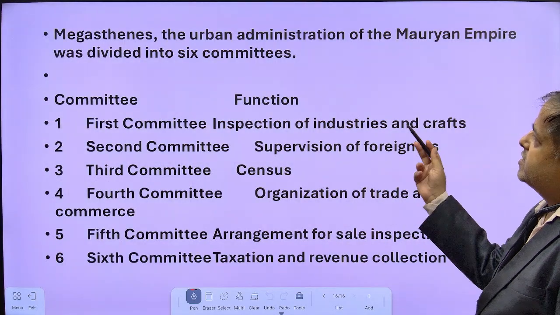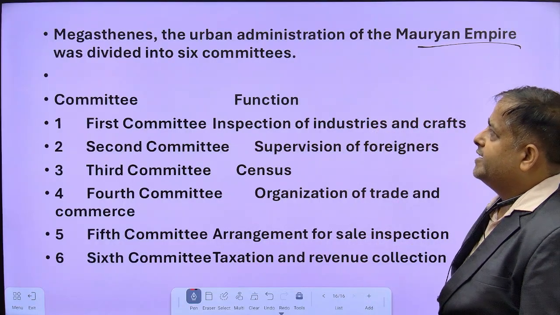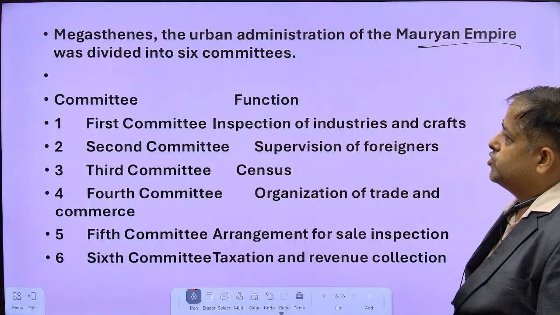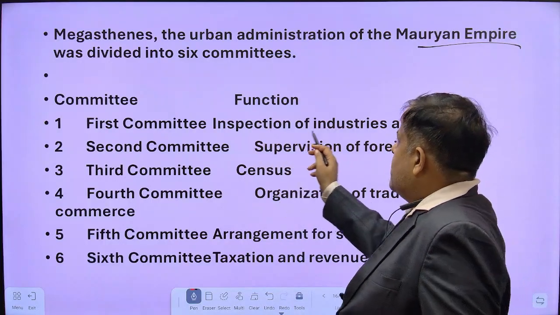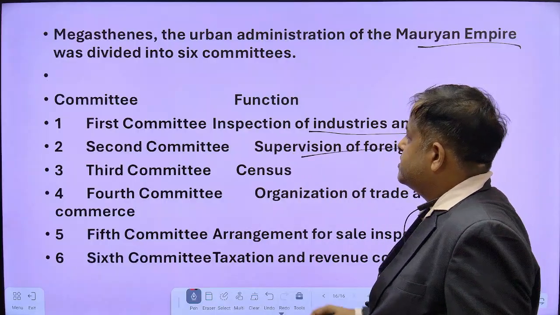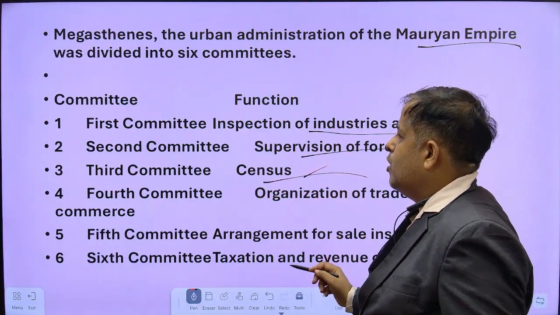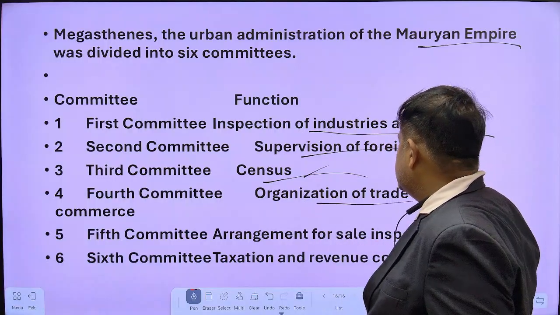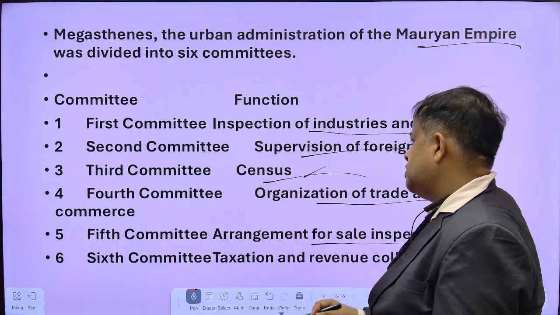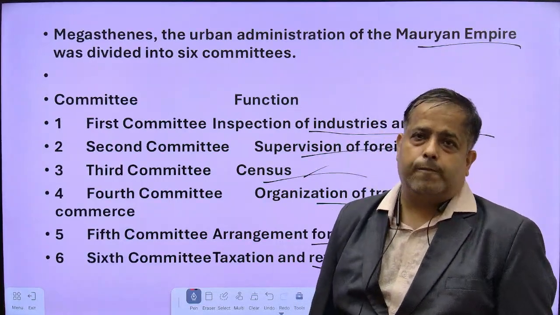Megasthenes on the urban administration of the Mauryan Empire. We talk about the six committees the Mauryas had to divide the administration. First committee, inspection of industries and crafts. Second committee, supervision of foreigners. Third committee, census. So, beta, this is the first time we hear about a census. Fourth committee is organization of trade and commerce. Fifth committee, arrangement of sales and inscription. And sixth committee, revenue collection, taxation and revenue collection.